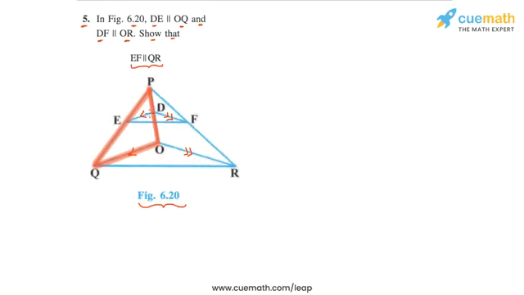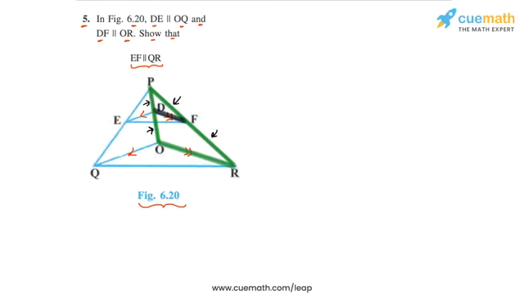So let me highlight DE in a different color. DE is parallel to OQ, so we can apply the BPT and we can say that PE by EQ is equal to PD by DO. Then we will consider triangle POR and apply the BPT to this triangle, because in this triangle we have DF, which is this segment. DF is parallel to OR. So applying the BPT to this triangle will give us PF by FR equal to PD by DO.